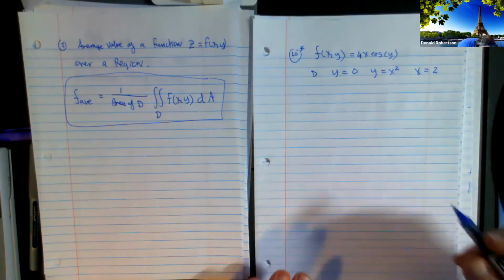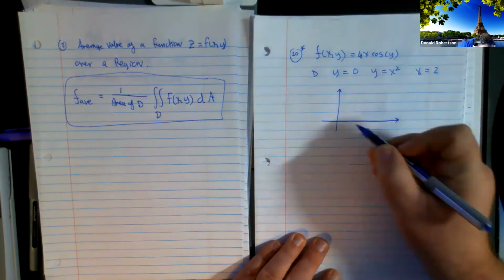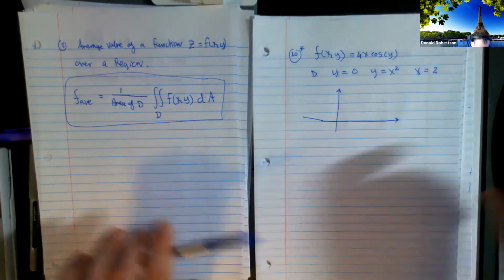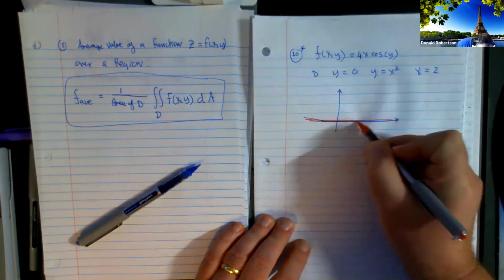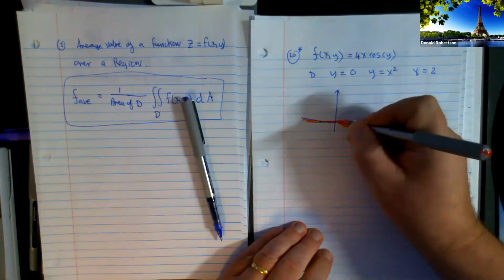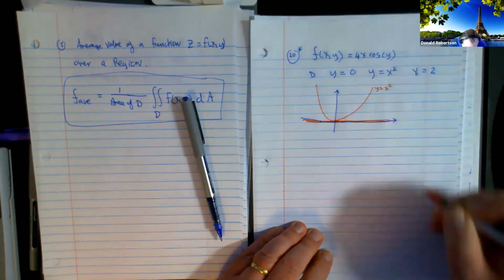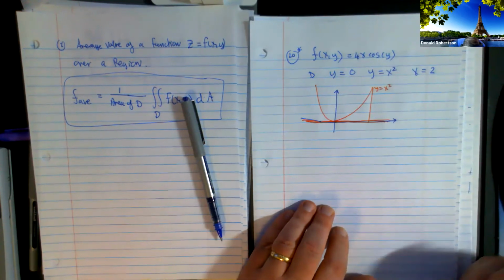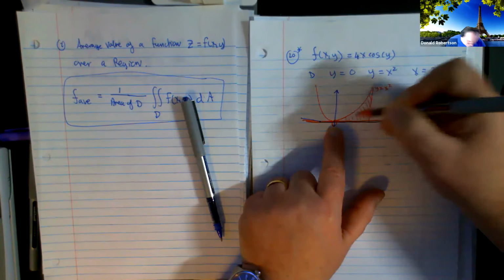Okay, so first thing I'm going to do is sketch what the region looks like. Since we're talking y equals 0, we're talking this axis, y equals x squared, talking this guy, and x equals 2, we're talking this guy. I'm assuming, I may have misread something, but I'm assuming they're talking about that guy. Seems reasonable.